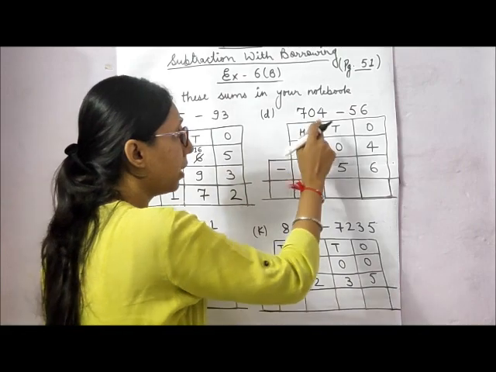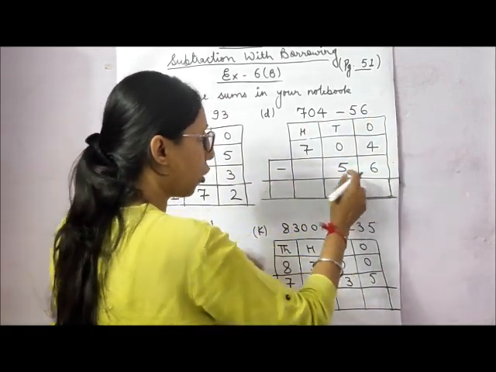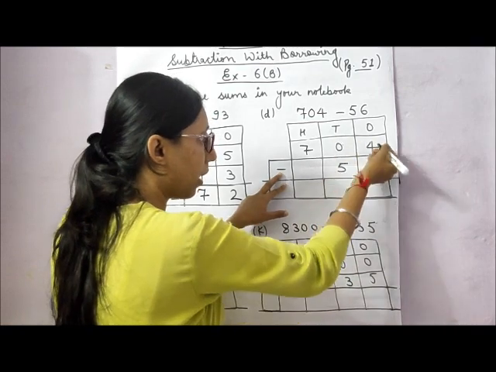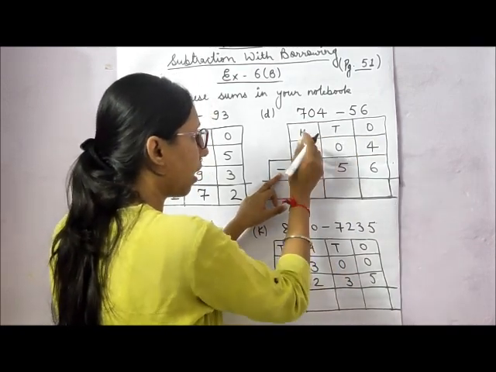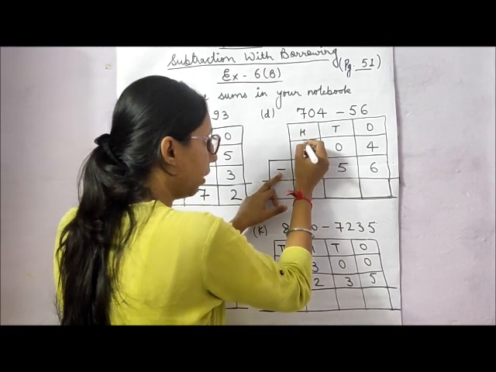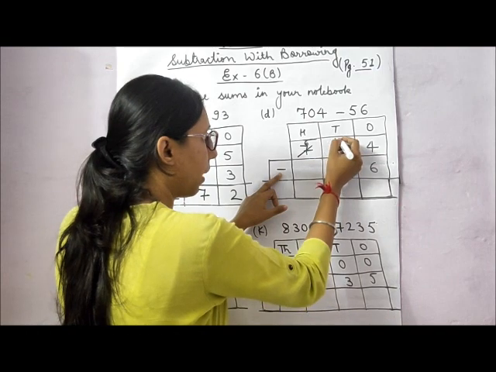In D part, 704 minus 56. 4 minus 6 not possible. इस 0 से हम 4 पे borrow नहीं ले सकते. So we have to take borrow from this hundreds place. यहाँ 7 है तो यहाँ हो जाएगा 6. This 0 will become 10.